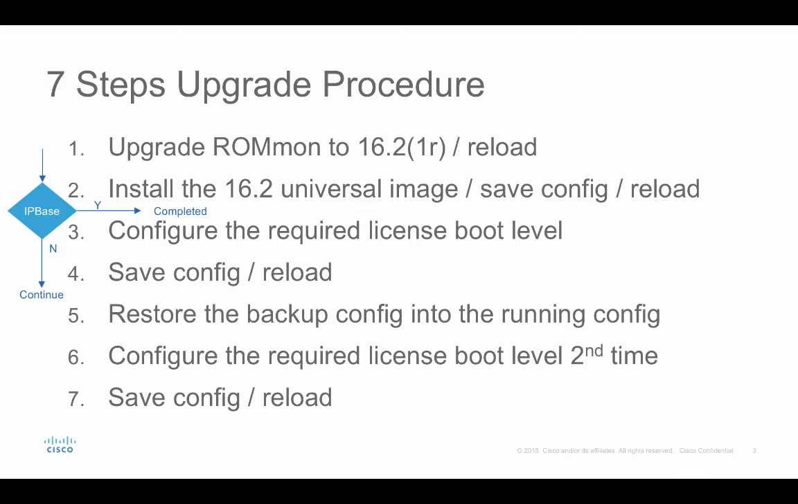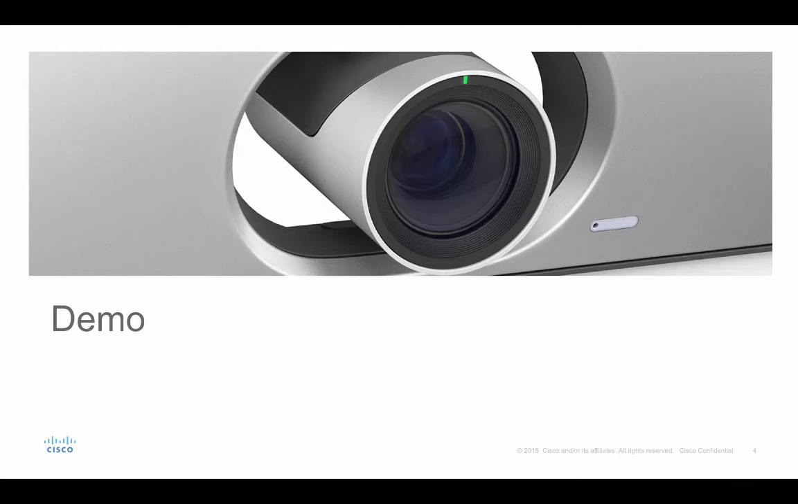Step number 5, we're going to restore the backup configuration into the running configuration. Step number 6, configure the required license boot level for the second time. Step number 7, we will save the configuration and reload the chassis. Now let's take a look at the demonstration.